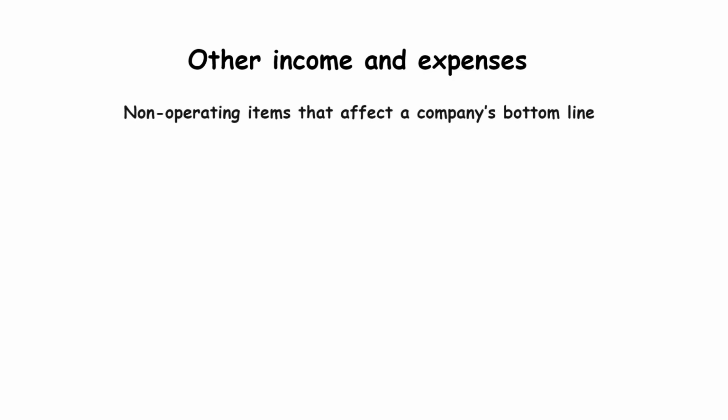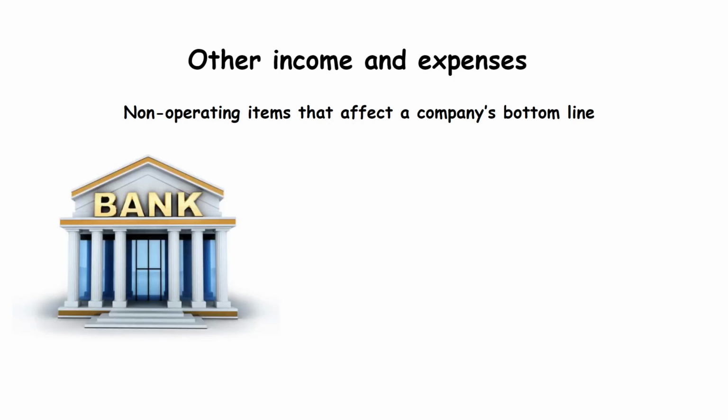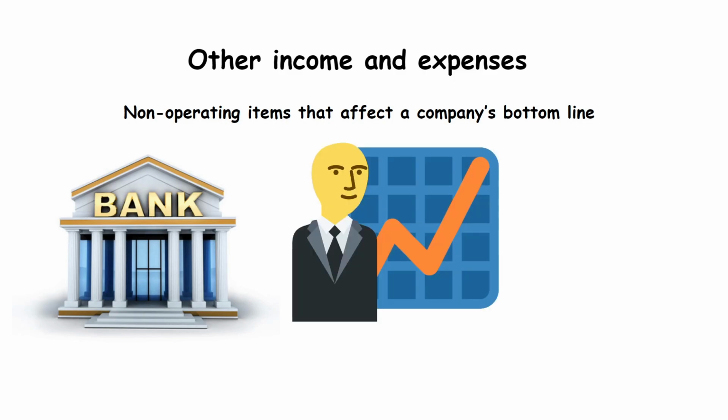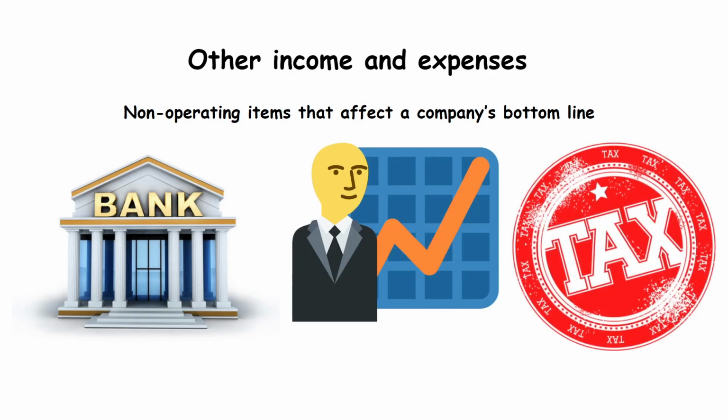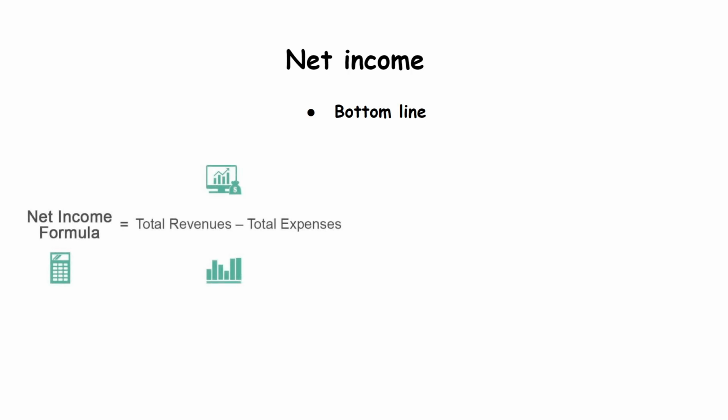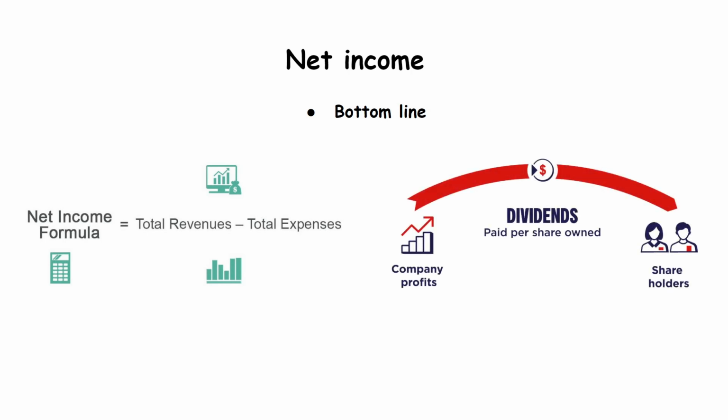The other income and expenses are the non-operating items that affect a company's bottom line. They can include things like interest income, investment gains or losses, and taxes. In Apple's case, other income and expenses would include things like interest income from its cash reserves and the taxes they paid. The net income is the bottom line of the income statement, representing the profit a company makes after all expenses have been deducted. It's the amount of money that's available for distribution to shareholders as dividends or for reinvestment into the business.